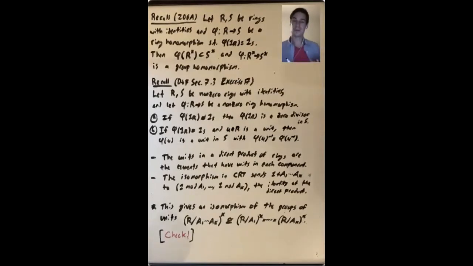Okay, so I'm going to pause and erase, and then we'll see an application of the Chinese remainder theorem and this statement about the units in the particular case that our ring is equal to Z.